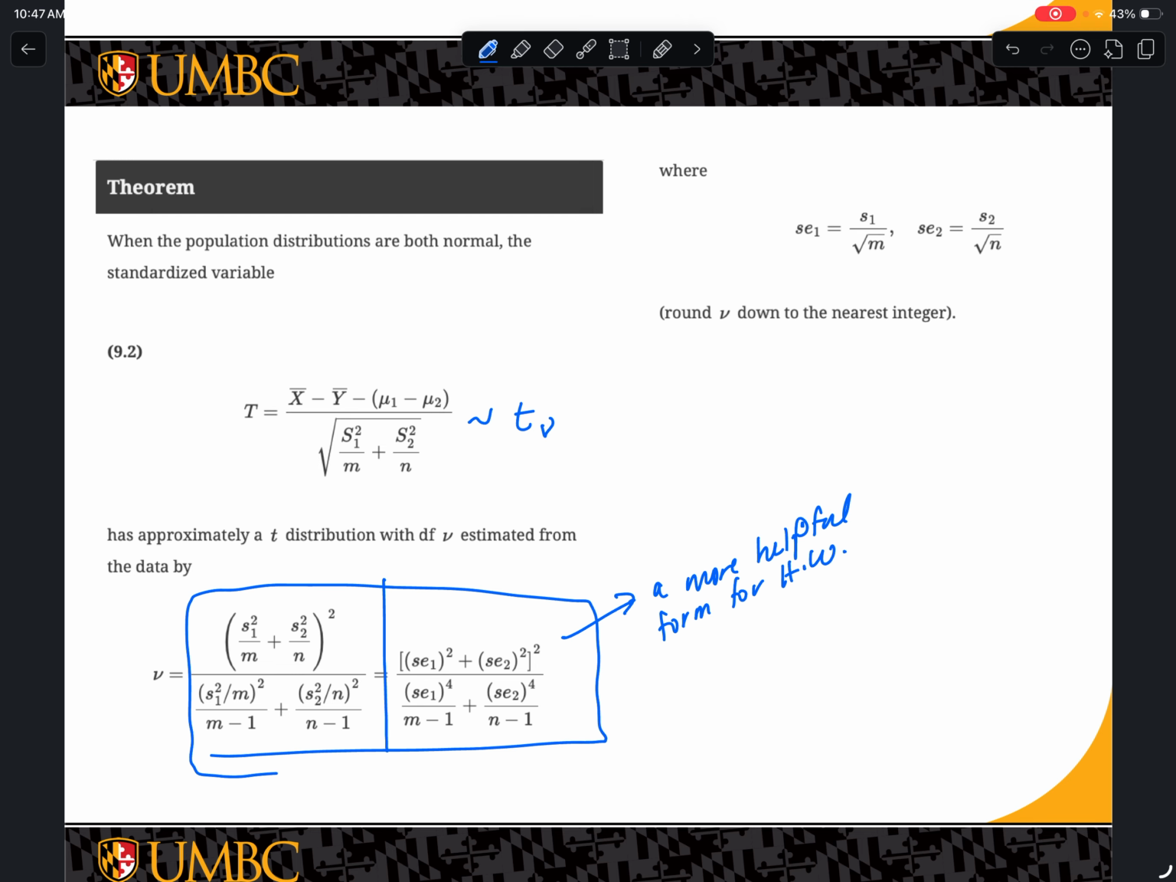Okay, so when you're doing the homework, a lot of times they're going to straight up give you the standard error of the two different sample means, as you see here. And if they give you those, then all you have to do is plug into this formula like you see there to get the degrees of freedom. So you'll need those degrees of freedom when you are doing the hypothesis testing.